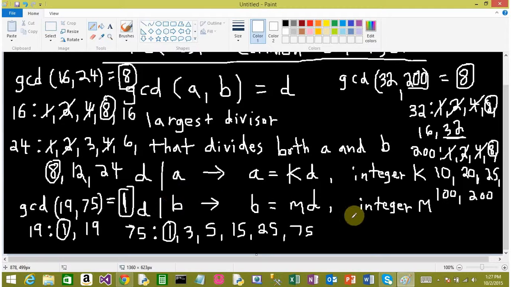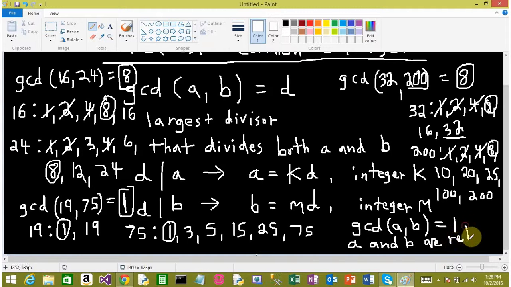So whenever you have two numbers, A and B, and you want to find the greatest common divisor, and you get 1, you can say that A and B are relatively prime, since the only common divisor they have is 1. That's the definition of relatively prime.